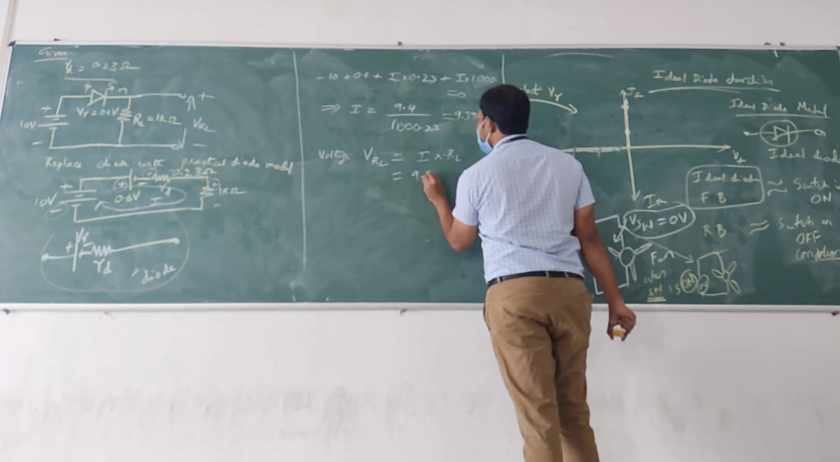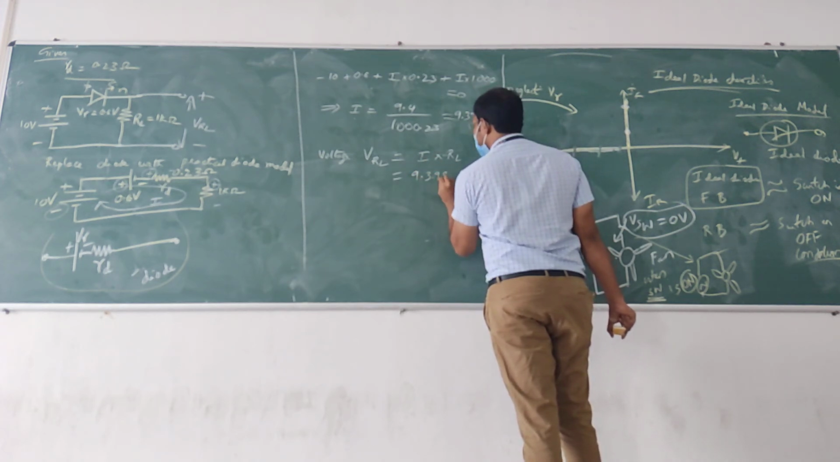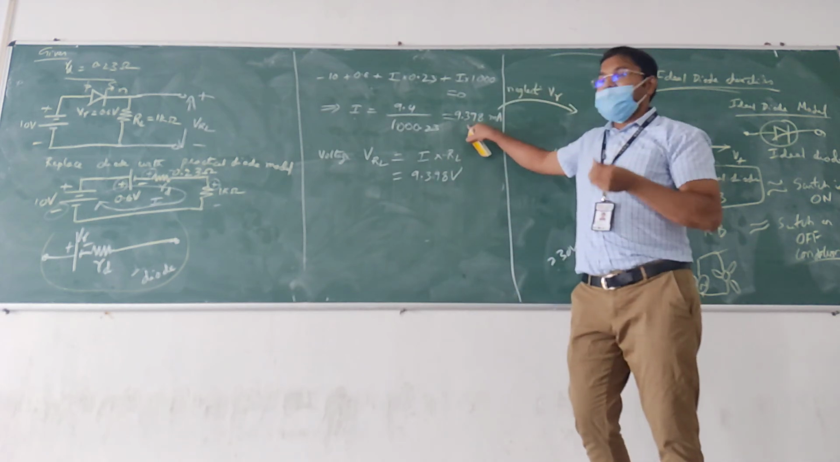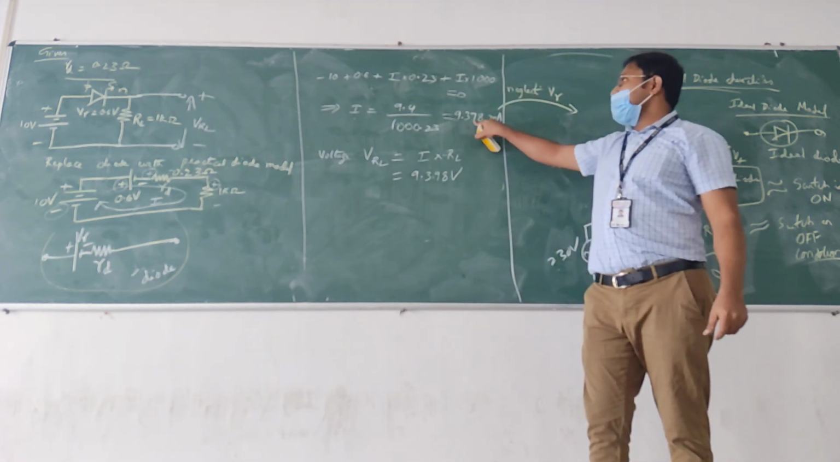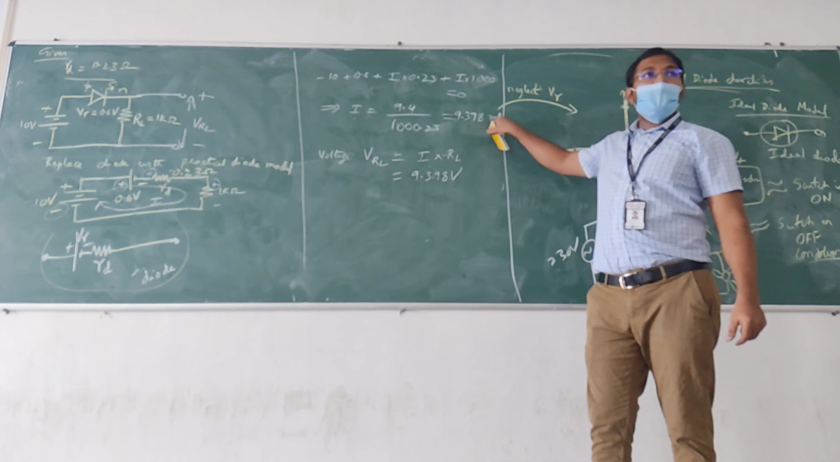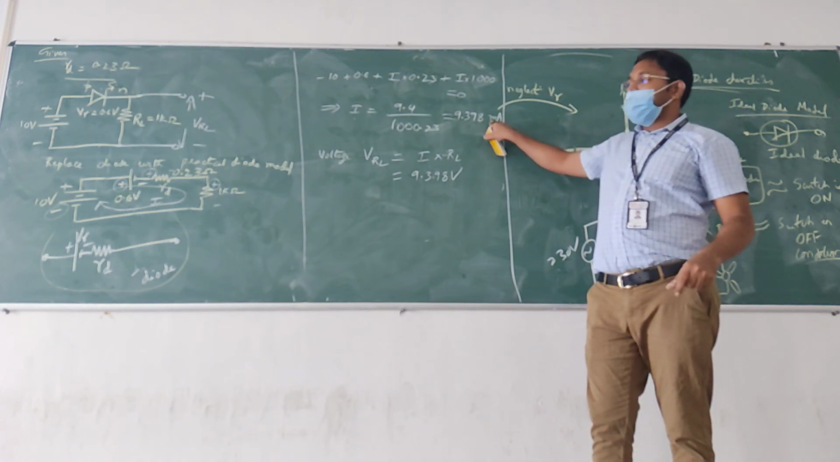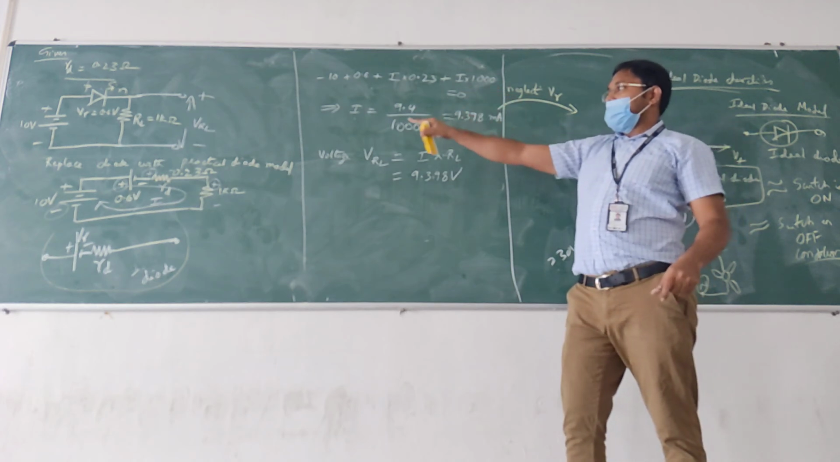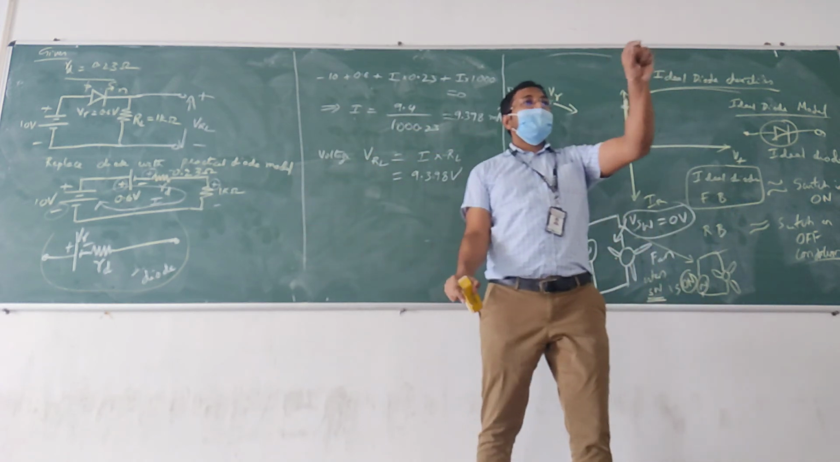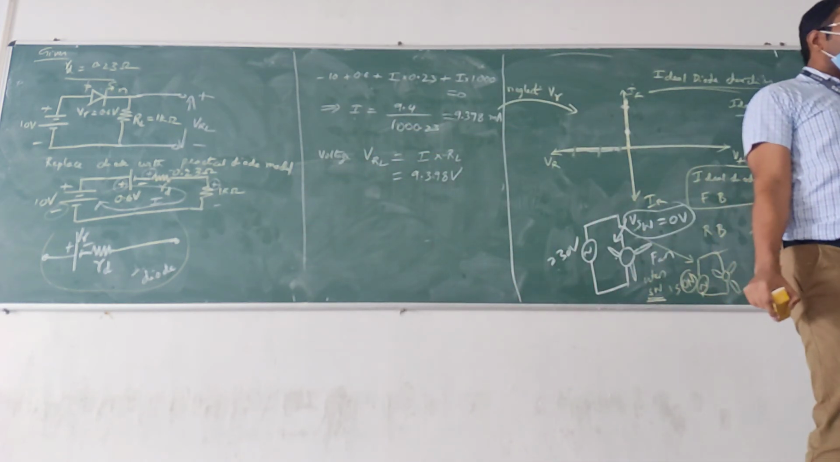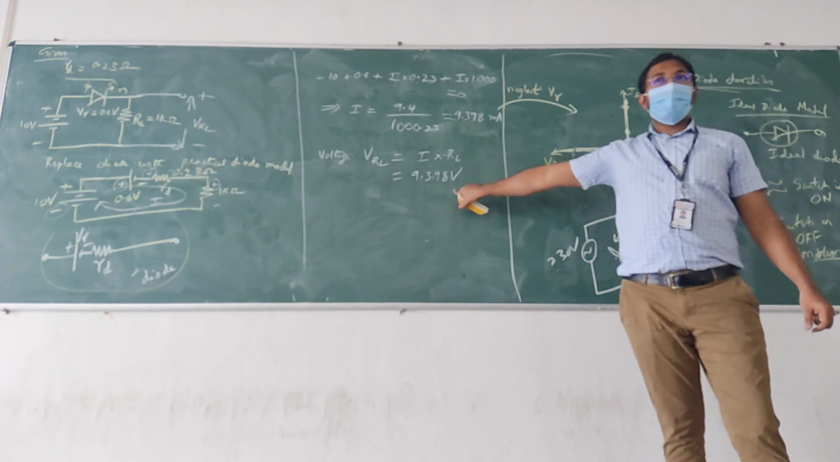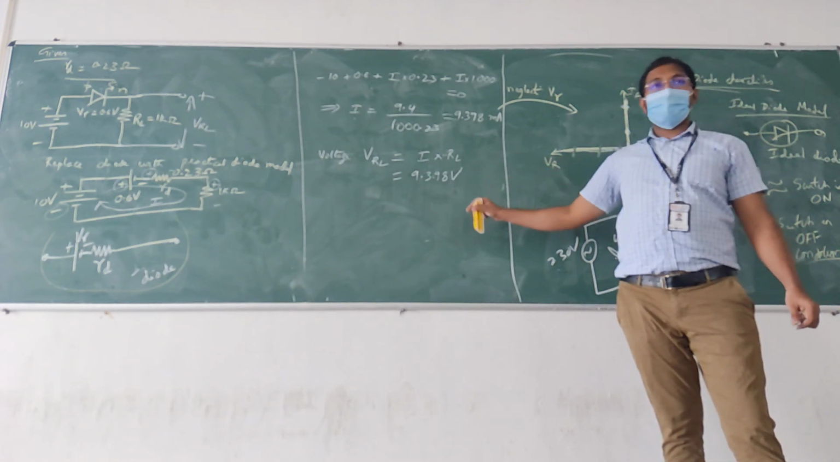How much is that? I is 9.398 into 10 power minus 3. RL is 1000, so 10 power minus 3 and 1000 get cancelled when you multiply. We will get 9.398 volt.